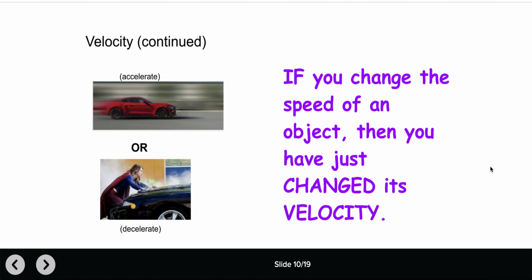If you change the speed in any way, that means if you're accelerating and speeding up, or if you're decelerating and slowing down, you've just changed your velocity. I'm going to say it one more time. If you change your speed by going faster, or by going slower, you have just changed your velocity. You don't have to change the direction to have a velocity change. Just one of those has to change, and the velocity is totally different, because velocity means you're taking into account speed and direction.